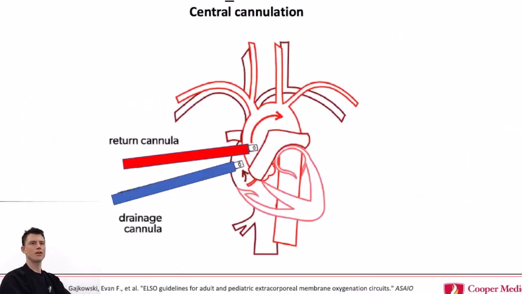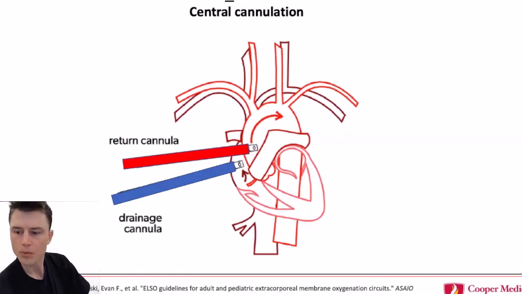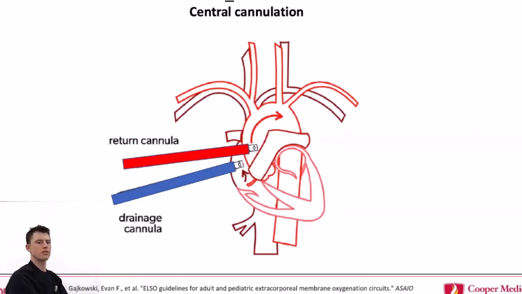So another configuration that you may have seen is central cannulation. This is typically going to be our post cardiotomy patients, so cardiac surgery. This is something that Dr. Minicata is very comfortable with. And so what you see is there's a drainage cannula, possibly in the right atrium, draining blood there. And then the return cannula is usually in the proximal aorta.